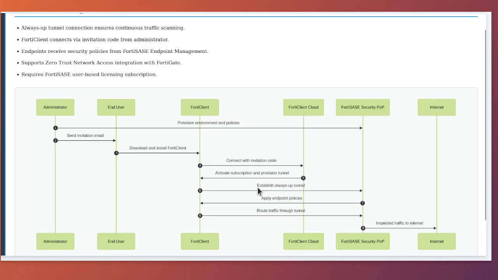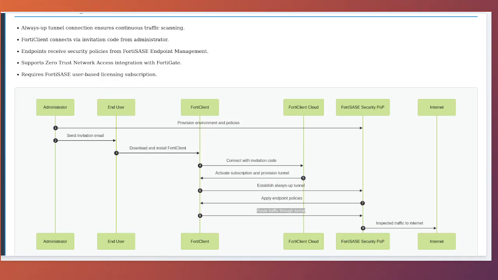Once connected, all traffic from the endpoint flows through the FortiSASE tunnel to the FortiSASE Security POP, which stands for Point of Presence. The Security POP applies the configured security policies, inspecting traffic for threats before allowing it to reach the Internet. The FortiClient Cloud component plays a crucial role in the endpoint management service, handling license activation, endpoint registration, and policy distribution. This integration allows administrators to view logs in FortiSASE and modify configurations as needed.